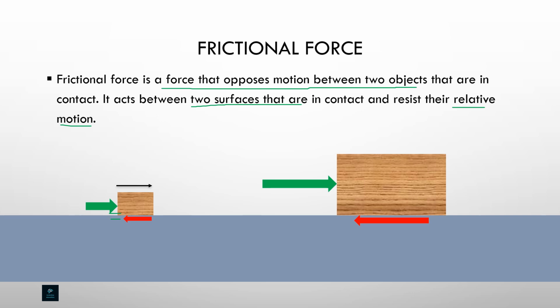In this first example, the frictional force is applied on a box which is moving. Therefore, this type of friction is called kinetic friction. In the second example, frictional force is applied on a box which is stationary. Therefore, this type of friction is called static friction. Now we will see the kinetic and static friction in detail.